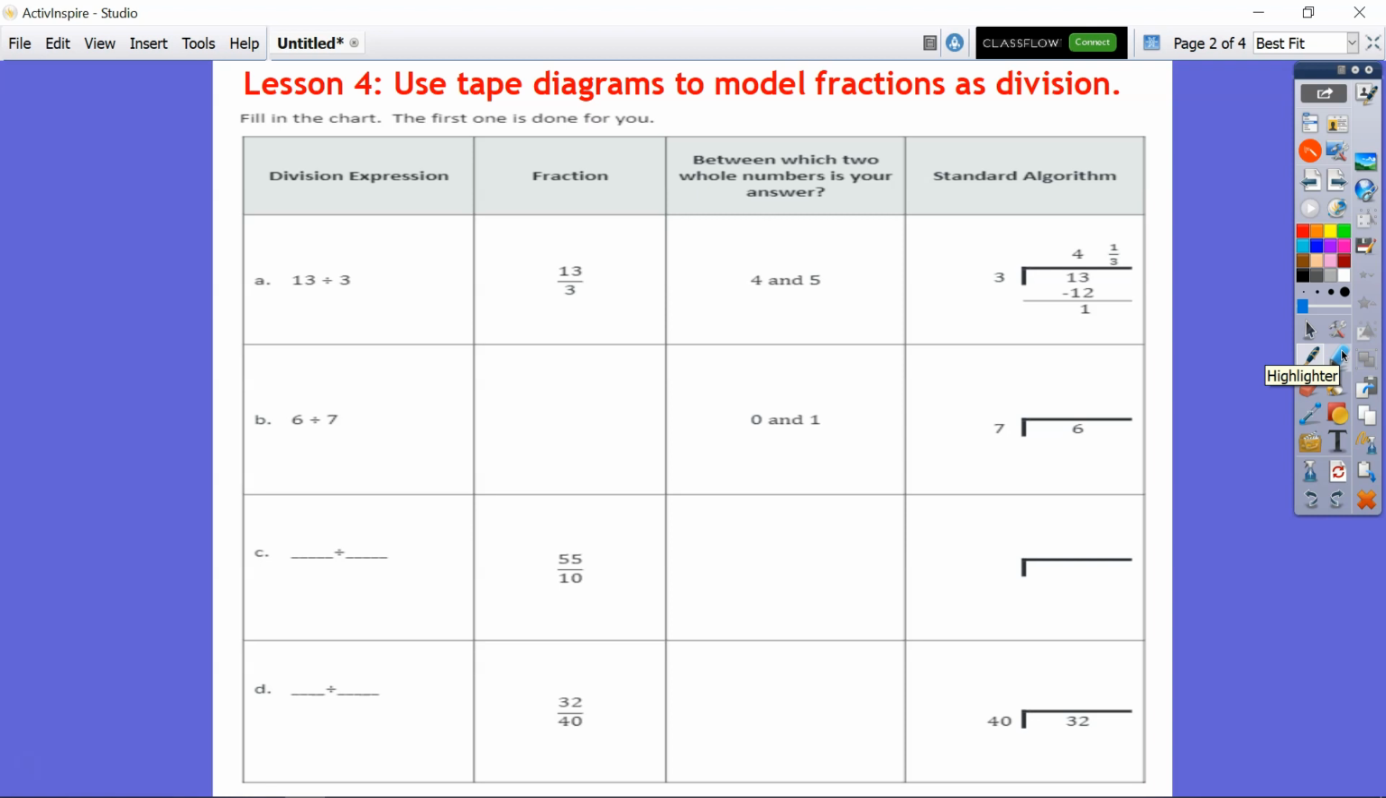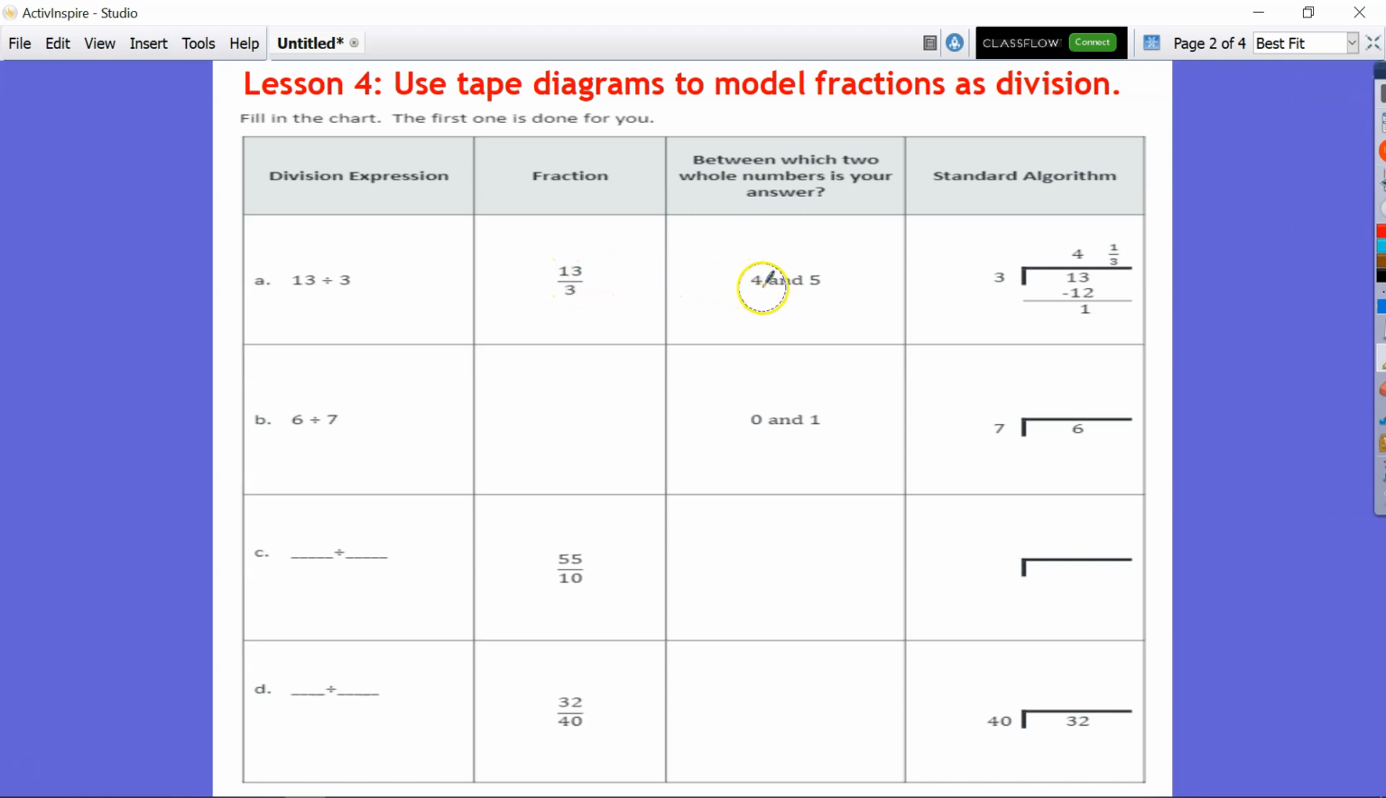And for our division expression, we have 13 divided by 3. For the fraction, we're just going to put 13 in our numerator, and 3 is our denominator. And we know that 13 divided by 3 falls between 4 and 5. And we can see here that it would be 4 1/3. So we're going to save this column here for after we do our standard algorithm.